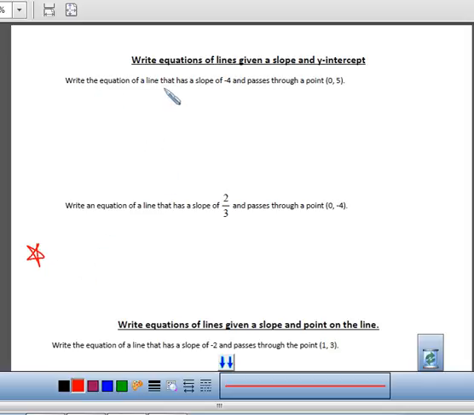Write the equation of a line that has a slope of -4, so they give us m, and passes through the point 0, 5. Now, because the x value is 0, that y value is my intercept, my y-intercept. So actually these are pretty simple. Y equals -4x plus 5. Not much else to do here.